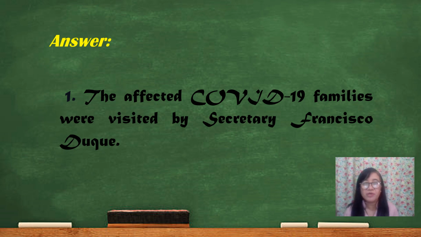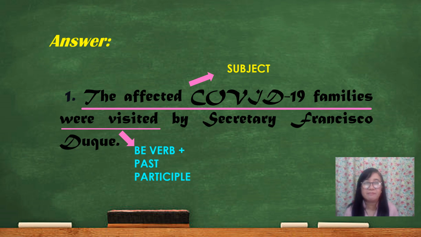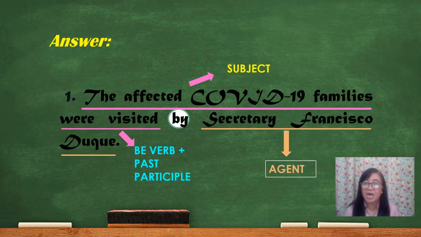So in here, we are following the passive voice pattern: subject plus be verb plus main verb, or the past participle form of the verb, plus by, and lastly, the agent. You may now continue answering numbers 2 to 10.